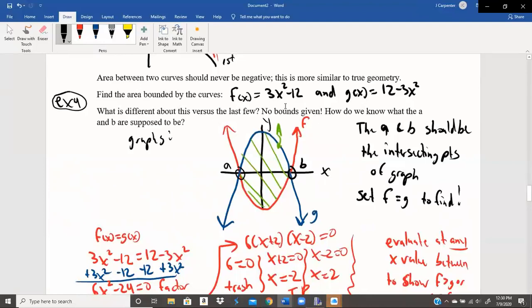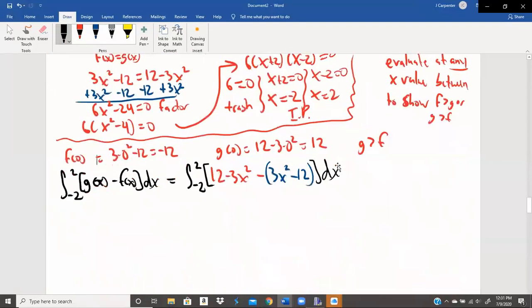Now, maybe I told you to integrate from -5 to +5. That would be a completely different problem. There would actually be 3 integrals, because we'd have to go from -5 to -2, then from -2 to +2, then from 2 to +5, and keep swapping the order of the f and the g each time. This is simpler.